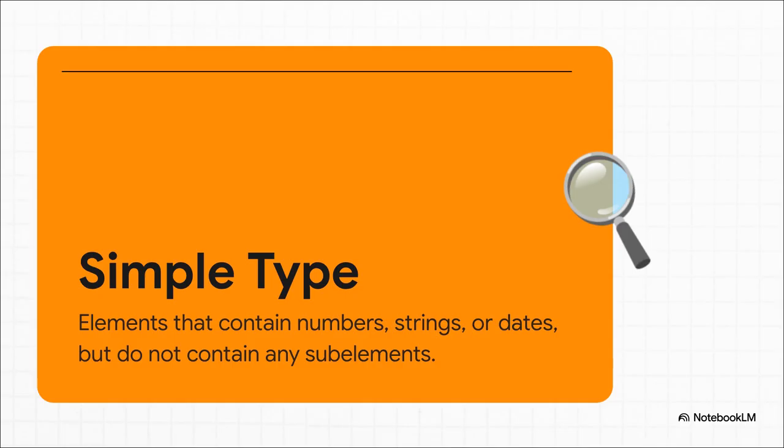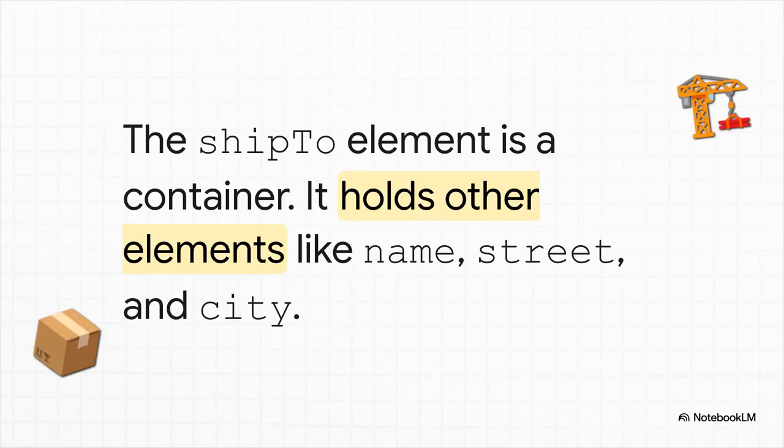It can't have any other elements nested inside it. These are your raw materials, right? The bricks, the wood, the glass for our data building. They are the most basic pieces of information we have. But of course, you can't build a house with just a pile of bricks. You've got to assemble them into bigger things. So take a look at this ship-to element.